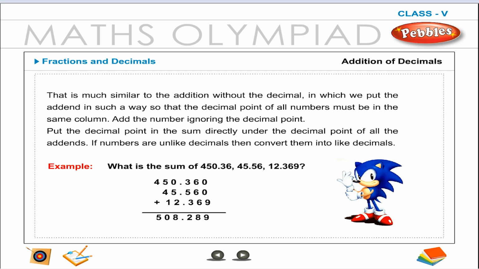Example, what is the sum of 450.36, 45.56 and 12.369?